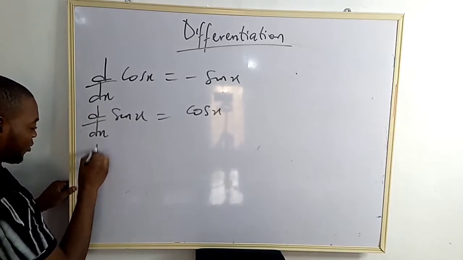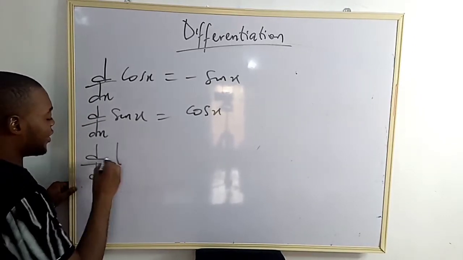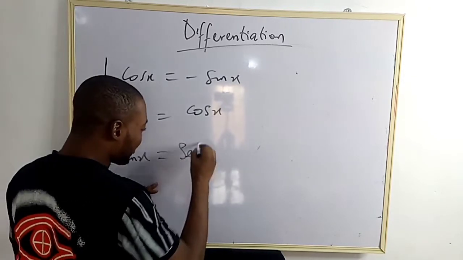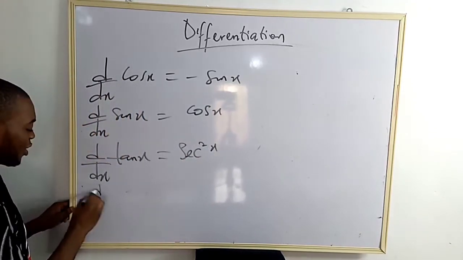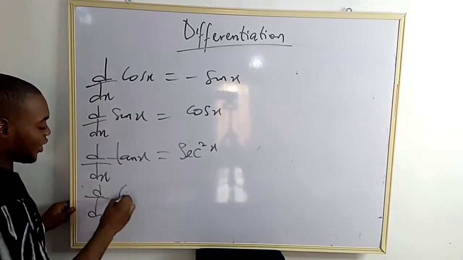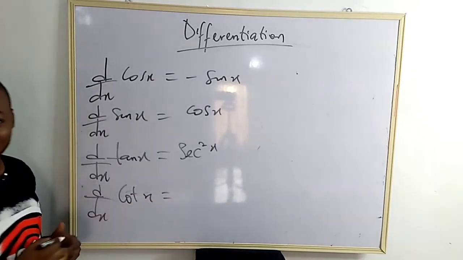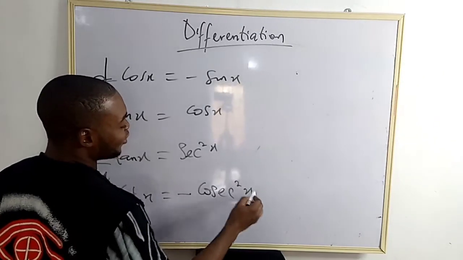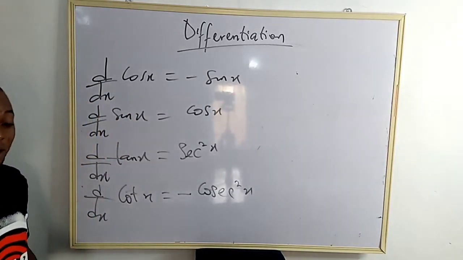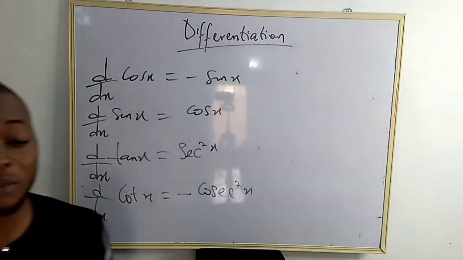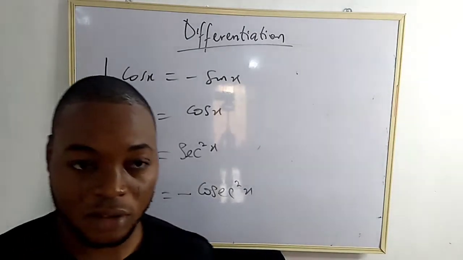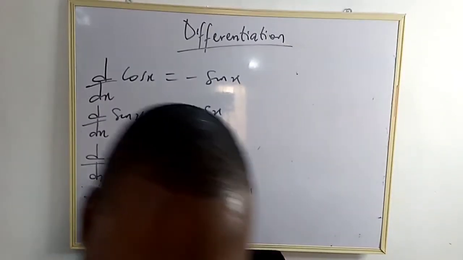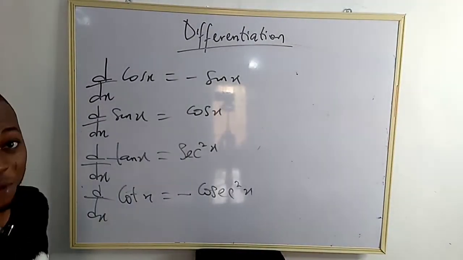Also, we worked out that d dx of tan x, the derivative of tan x, is equal to sec square x, and we have d dx of cot x, which is equal to what? Minus cosec square x. So you have to keep all this at the back of your mind. They are going to come in handy while you're differentiating. We'll be making use of them a lot as we go further in this derivative of trig functions.